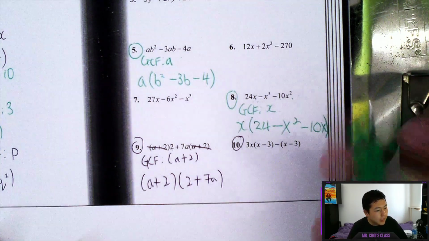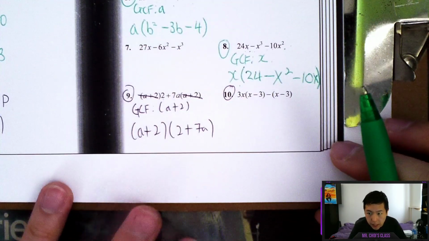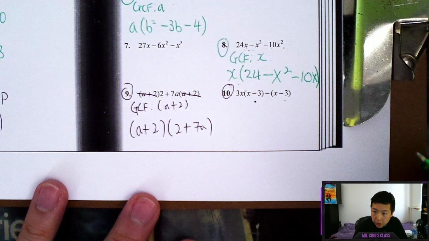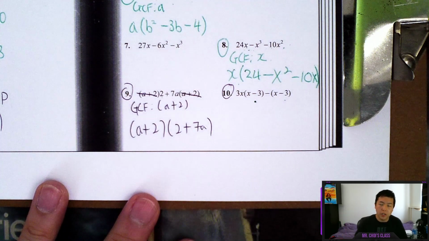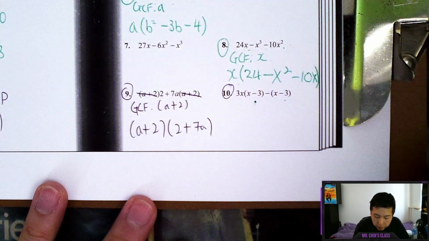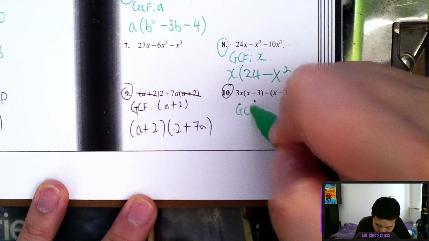Okay? And our last question here, number 10. 3x times x minus 3 minus x minus 3. So this was the trick question I said yesterday. It's not really a trick question, just a little bit tricky. Okay. The GCF here, right?